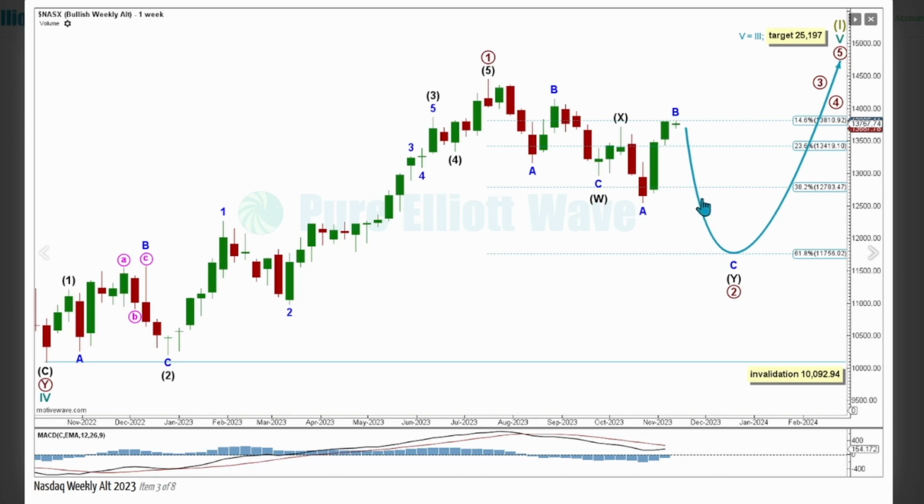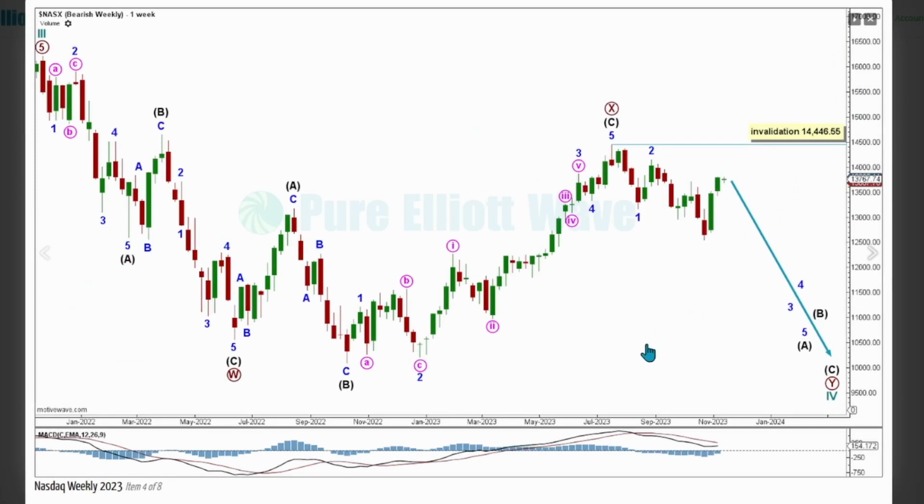Overall, primary wave 2 is expected to pull price lower with a target calculated at 11756.02, where it would reach the 0.618 Fibonacci ratio of primary wave 1. And if primary wave 2 continues any lower, it cannot move below the start of primary wave 1 at 10092.94. Primary wave 5 is expected to pull price higher with a target calculated at 25197, where it would reach equality in length with cycle wave 3.